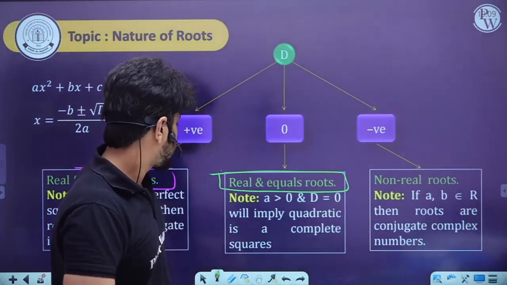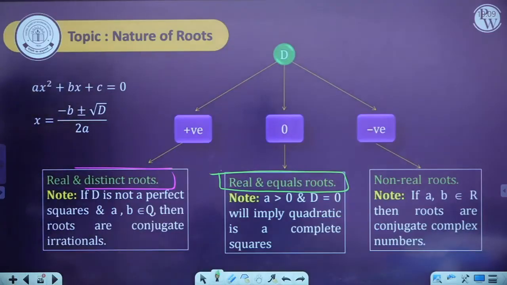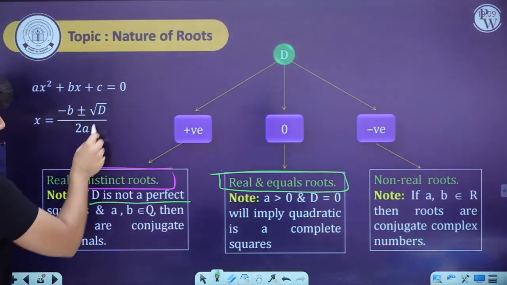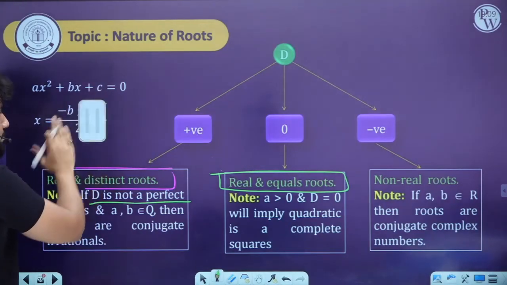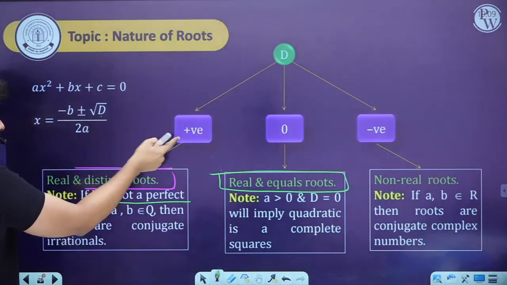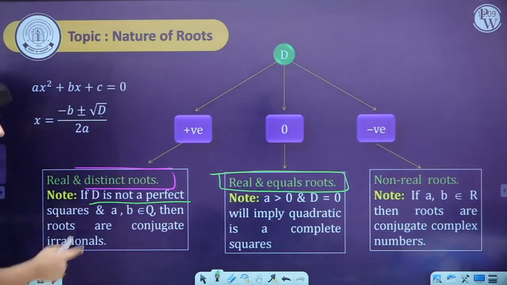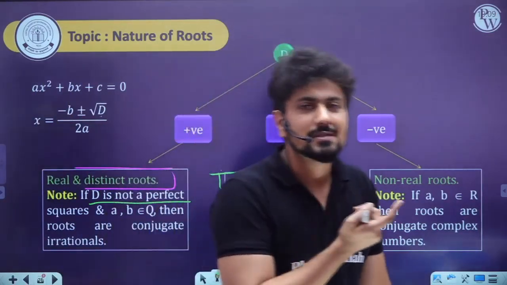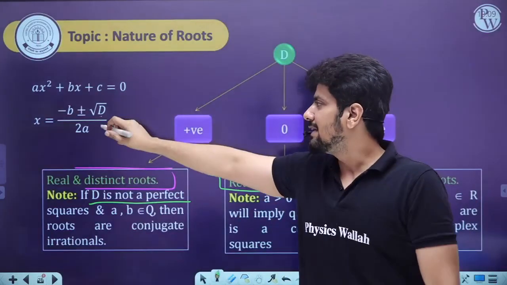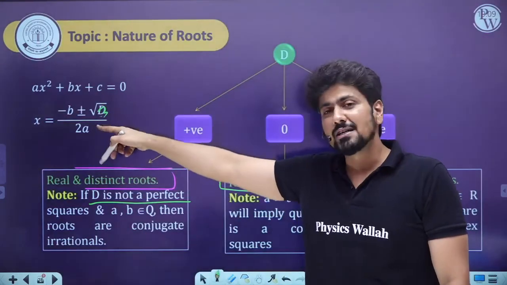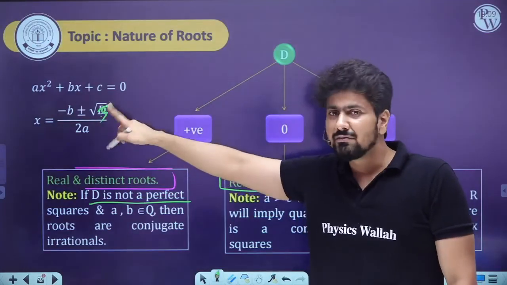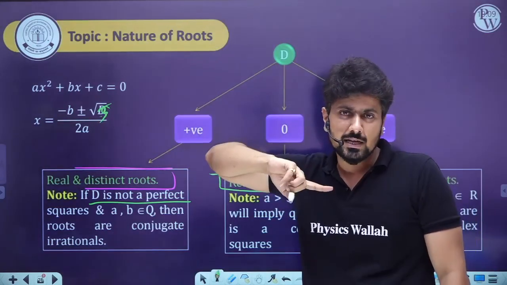Now guys, see, the thing is, if D is positive but not a perfect square, then we get irrational roots, right? If D is, suppose, 3, so we have plus minus root 3. Now the roots are irrational. Let's say D is 5, then we get irrational roots this time.